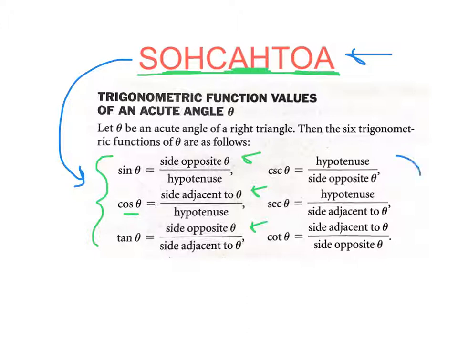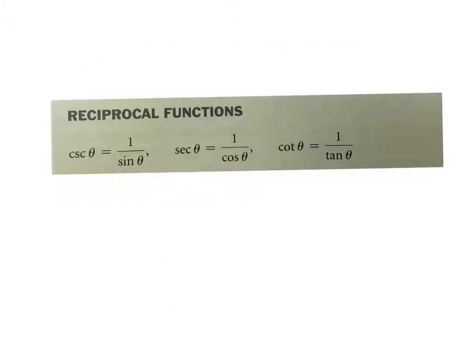Now, the functions over here are just reciprocals of these. Cosecant is exactly the reciprocal of sine. Secant is the reciprocal of cosine. And cotangent is the reciprocal of tangent. So you just flip those over and you get those new trig values or functions.